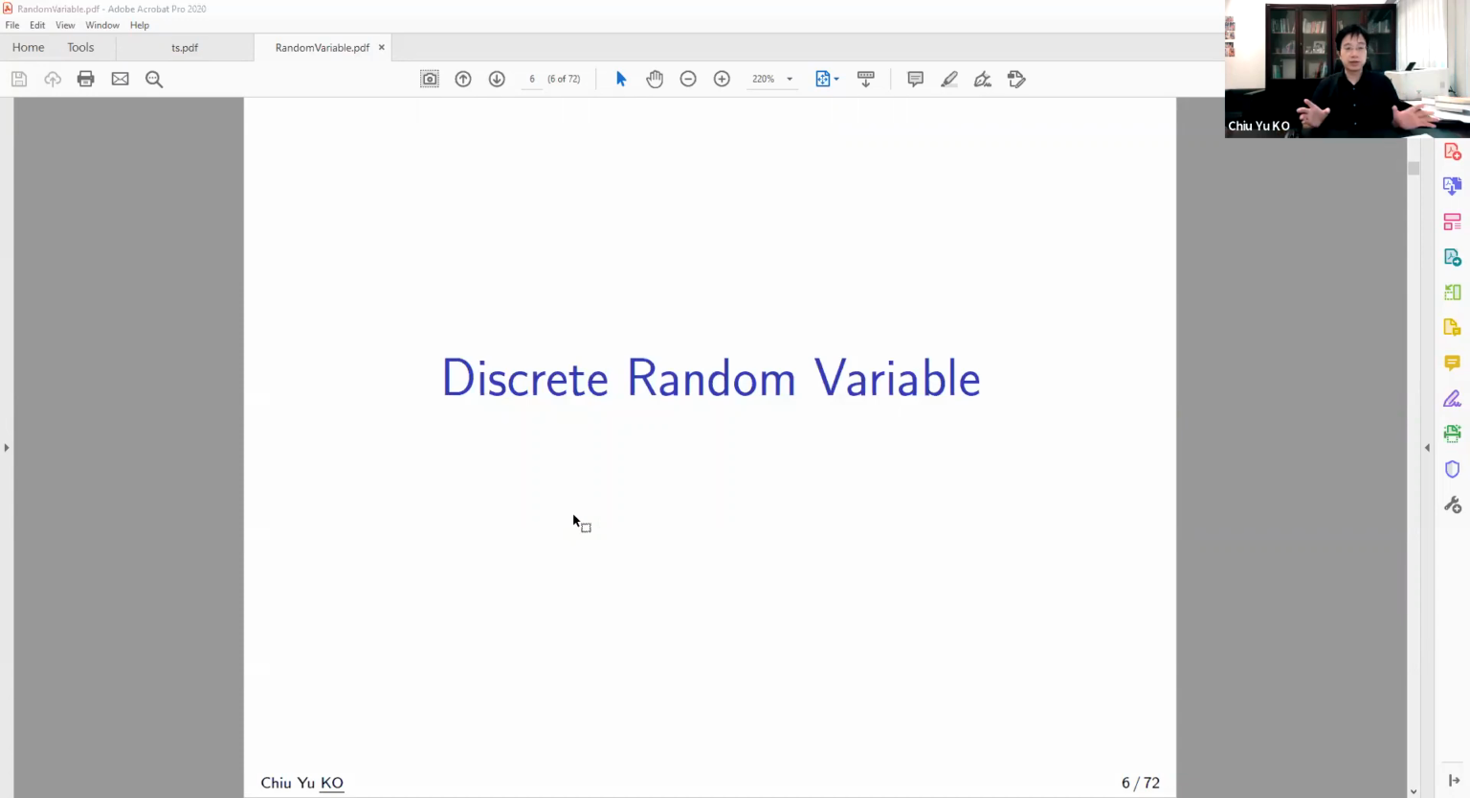For this topic, we divide it into two parts. The first part is discrete random variable. The second part is continuous. The reason why we divide it into two is very natural, and from an application perspective, discrete is something you face more often in the world when we talk about sampling.